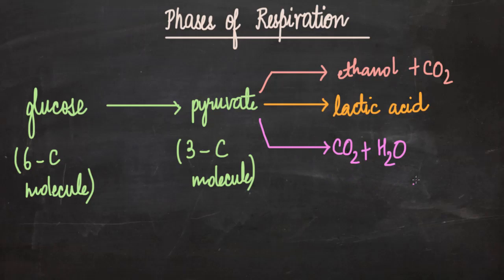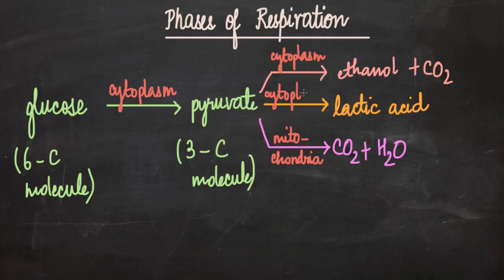So for this to happen, it should take place in the mitochondria. Mitochondria is also known as the powerhouse of the cell. However, all these other processes, glucose to pyruvate, it takes place in cytoplasm. Similarly, ethanol plus CO2 from pyruvate, this is again taking place in cytoplasm. This again, pyruvate to lactic acid, takes place in the cytoplasm.